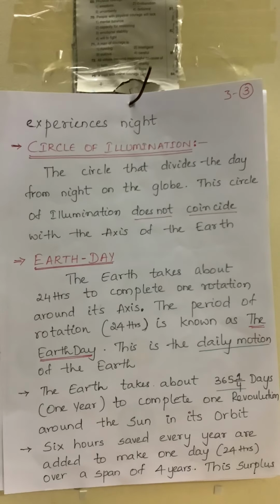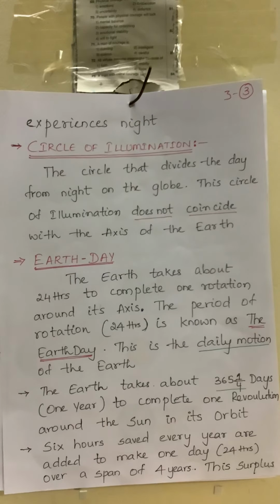Next one is Earth Day. The Earth takes about 24 hours to complete one rotation around its axis. The period of rotation, that is 24 hours, is known as the Earth Day, and this is also known as the daily motion of the Earth.